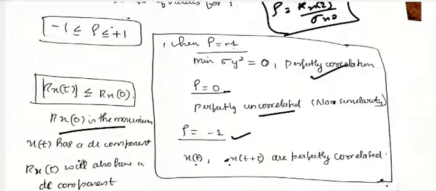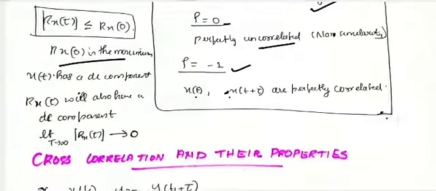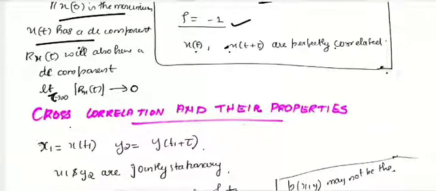This is also an important property that should be remembered: Rx of 0, that is when tau is equal to 0, is the maximum value. If x of t has a DC component, Rx of tau will also have a DC component. And when tau tends to infinity, Rx of tau will tend to 0.